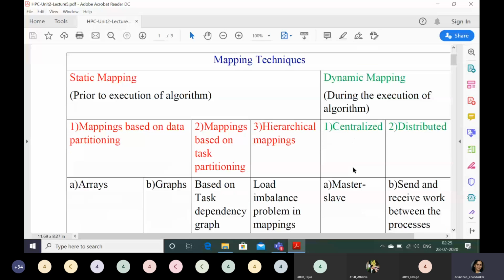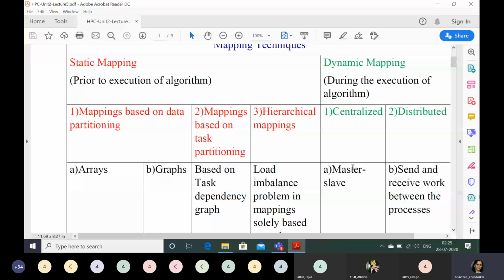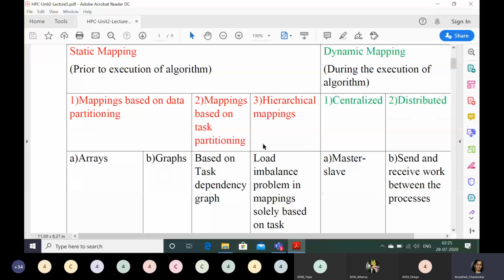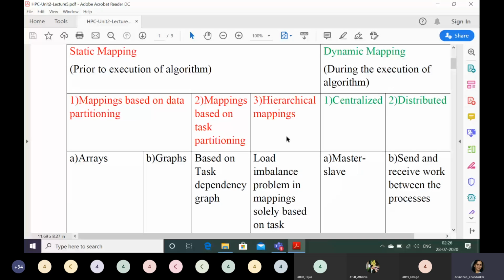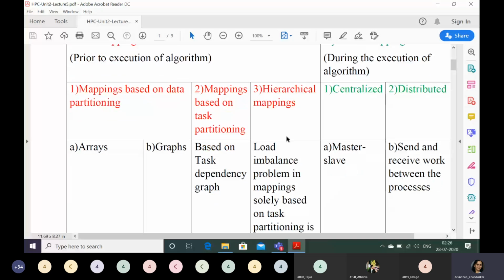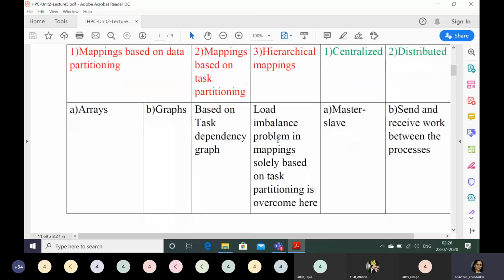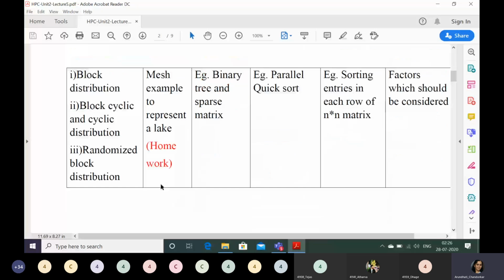Static mapping, what is in red color? Mapping based on data partitioning is the first category we covered. The second category is mapping based on task partitioning, and last is hierarchical mapping. And the second overall is dynamic. What we have covered up till now, in the array, is pure block, block cyclic and randomized.